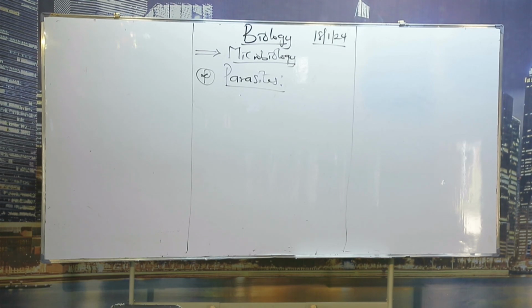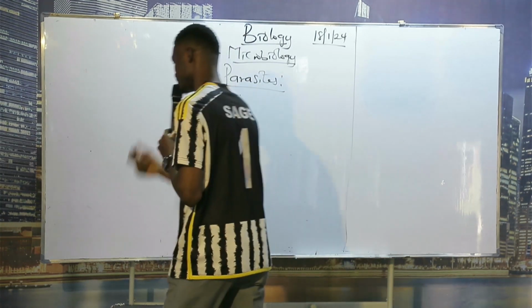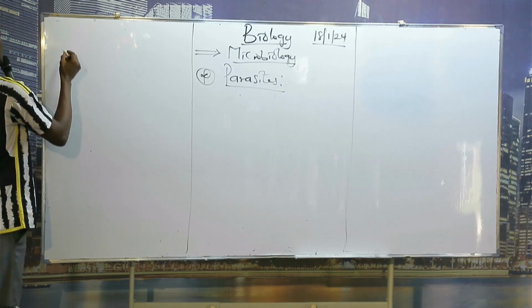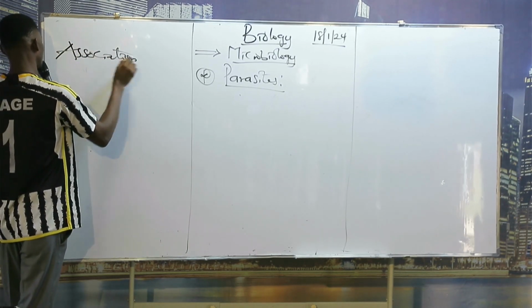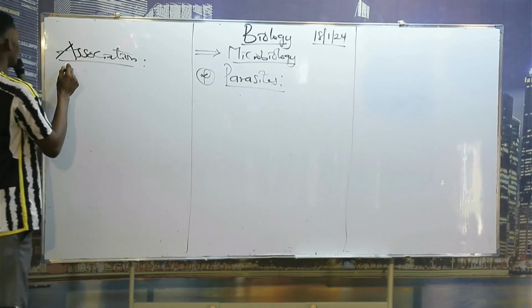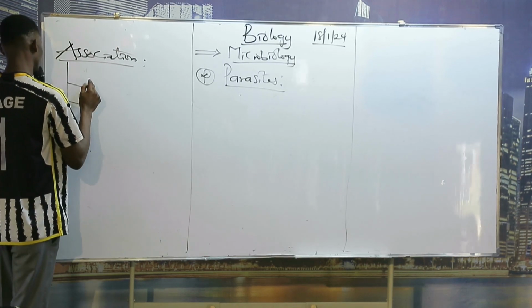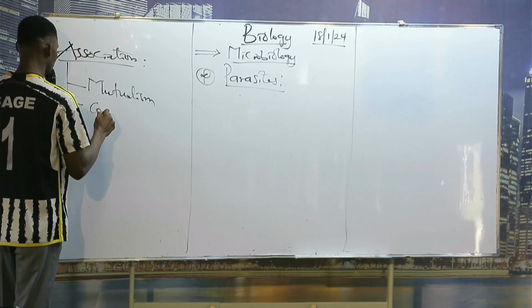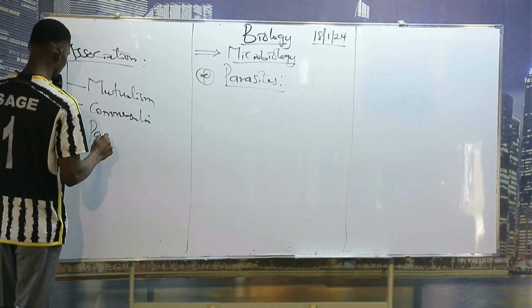Okay, so we have that. We are going to start from association, as I said last time. In biology, we have what we call association under ecology. Do we remember? We say that we have how many types of association again? 3. The first one is what? Mutualism. Second one, commensalism. And the last one, parasitism.